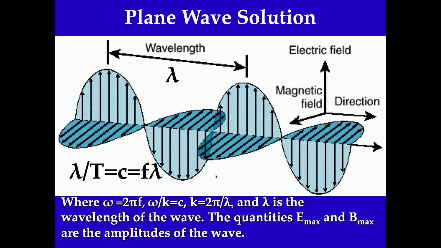The time it takes for that wave to move from one peak to the next peak is called the period. If you take the wavelength over the period, that's the speed of light. 1 over the period is called the frequency. So the speed of light is f times lambda.